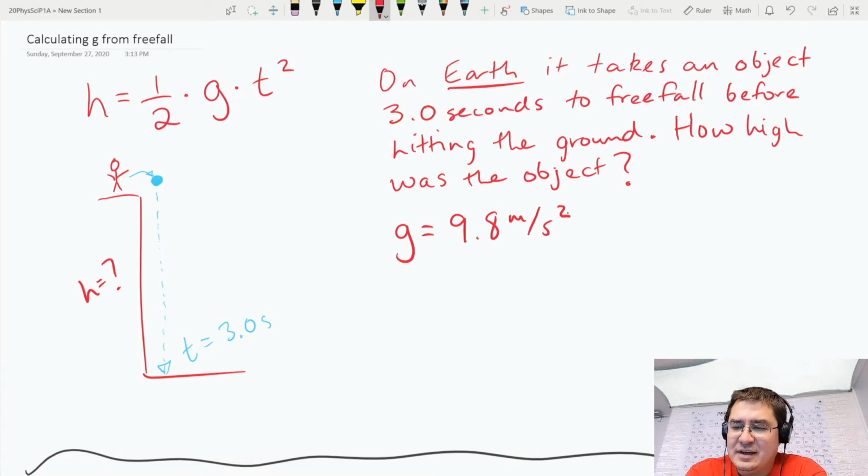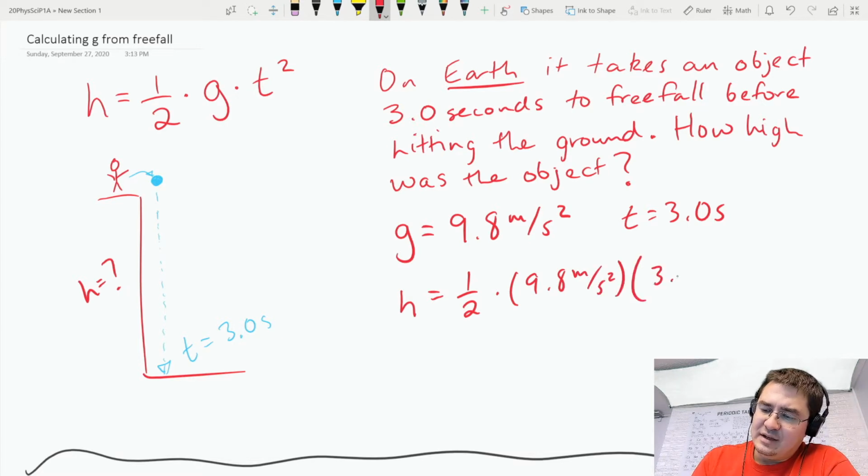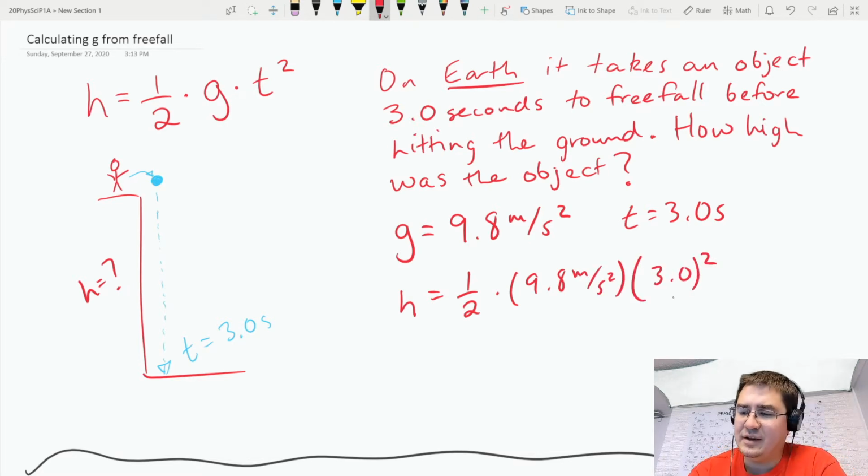And an object takes 3 seconds to hit the ground. So we drop that blue ball from some height, we time it, and it takes 3 seconds. Now 3 seconds is a pretty long free fall, so this is going to be a pretty high ledge that this person's throwing the ball from. So to calculate it, we're just going to plug in what we know. So we know time is 3 seconds. We know gravity. So if I say h equals 1/2 times 9.8 meters per second squared times 3.0 seconds squared.